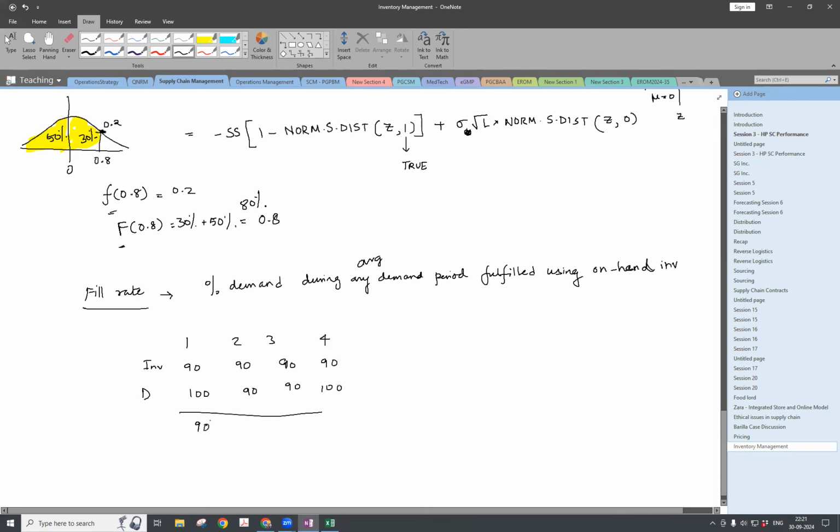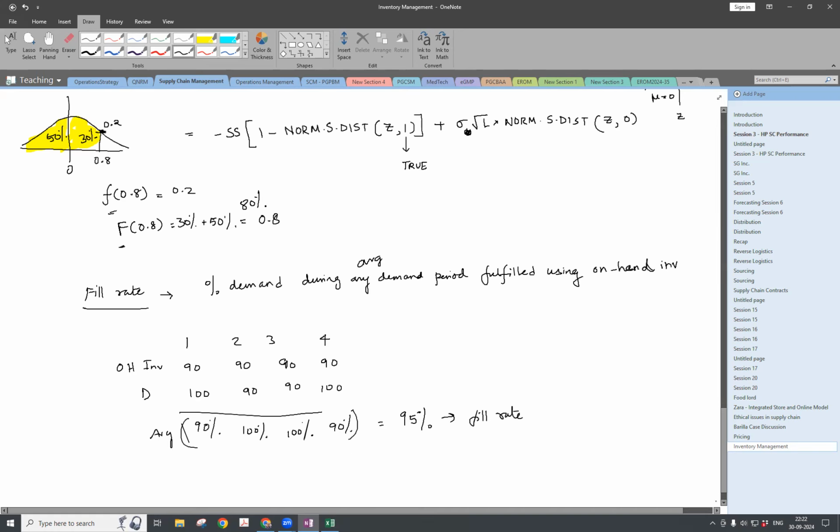So here I have 90% fill rate because my demand was 100 and my on-hand inventory was 90, right? On-hand inventory is 90. Here I fulfilled 100% of the demand. Here also I fulfilled 100% of the demand. Here again 90% of the demand. Then I take an average of all of this, and it would come out to be 95%, which will be my fill rate. Okay, so that is what I'm looking at.